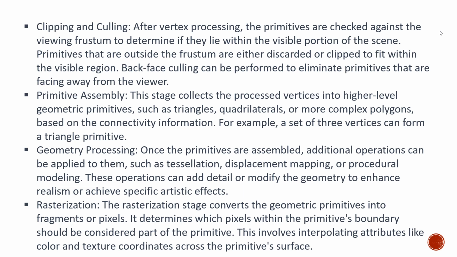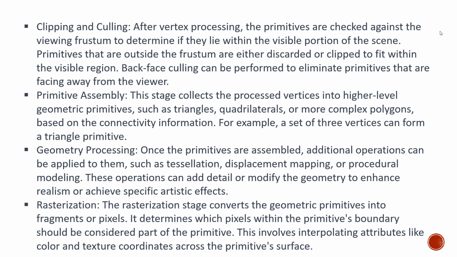Based on the connectivity information, for example, a set of 3 vertices can form a triangle primitive. The fifth topic is geometry processing. Once the primitives are assembled, additional operations can be applied to them, such as tessellation, displacement mapping, or procedural modeling. These operations can add detail or modify the geometry to enhance realism or achieve specific artistic effects.